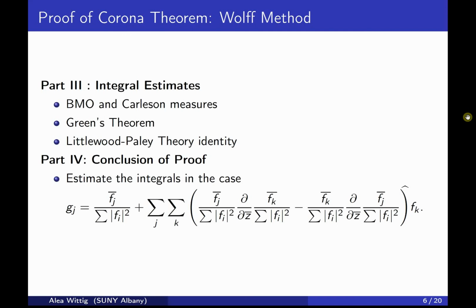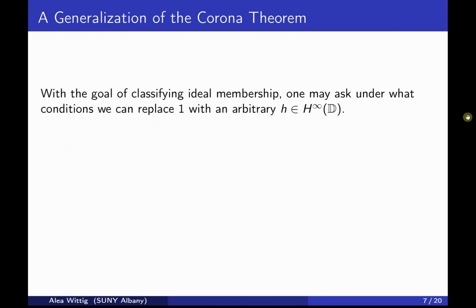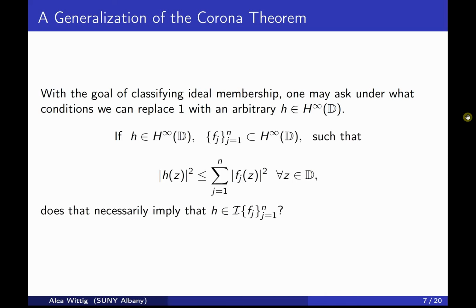Right, so with the simplified proof of the corona theorem complete, we look at possible generalizations of the corona theorem. So with the goal of classifying ideal membership, one may ask under what conditions we can replace 1 with an arbitrary h in H infinity. If modulus of h satisfies this inequality, does that necessarily imply that h is contained in the ideal generated by the f_j? Well, it turns out that the answer is no. A counterexample was given by Rowe in 1967.